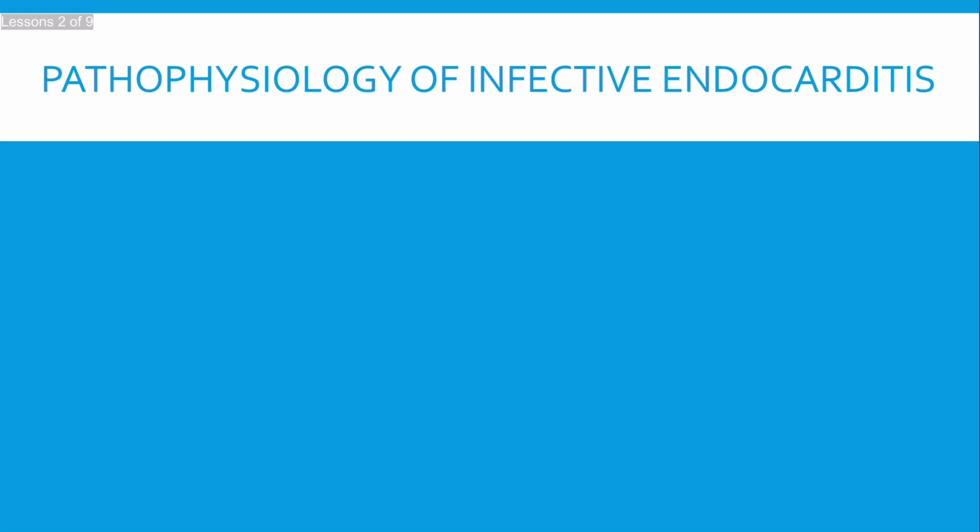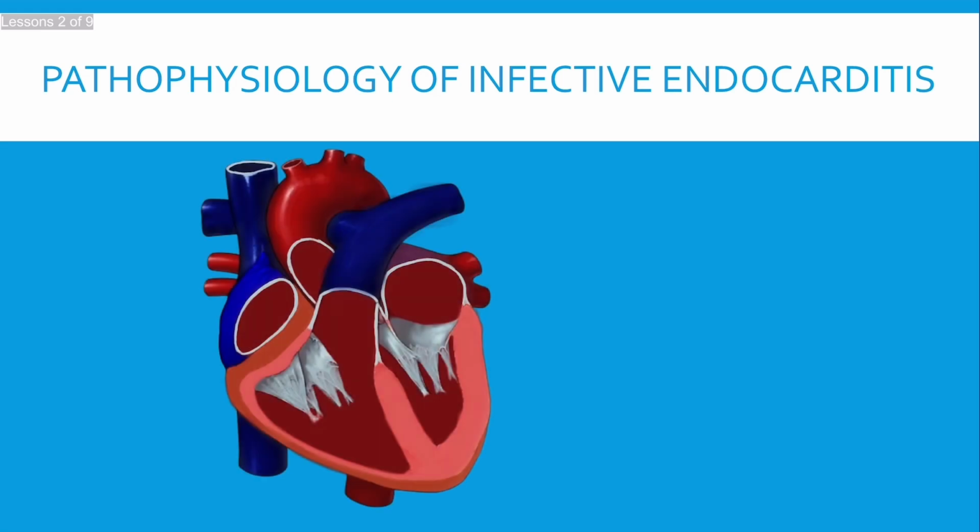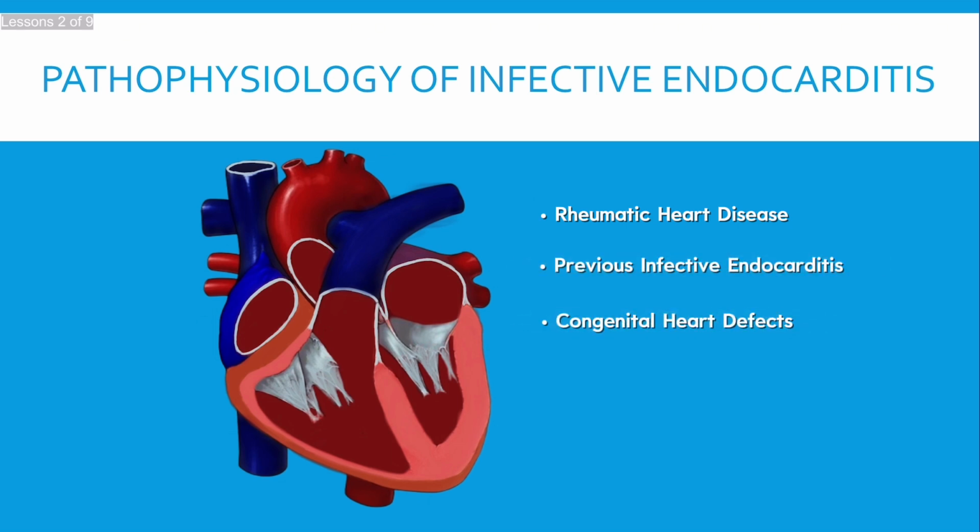The formation of microbial vegetations in infective endocarditis is often preceded by damage to the heart valves. This damage can be caused by conditions such as rheumatic heart disease, a previous history of infective endocarditis, congenital heart defects, or the presence of a prosthetic valve.